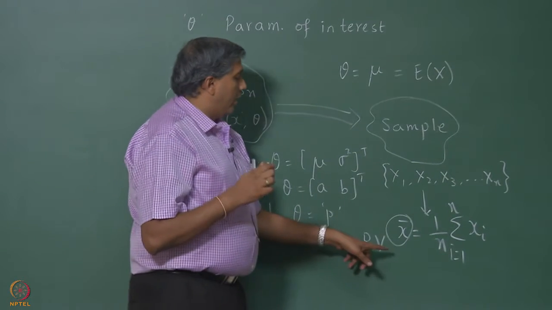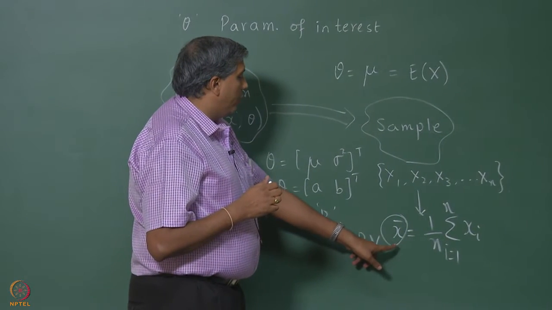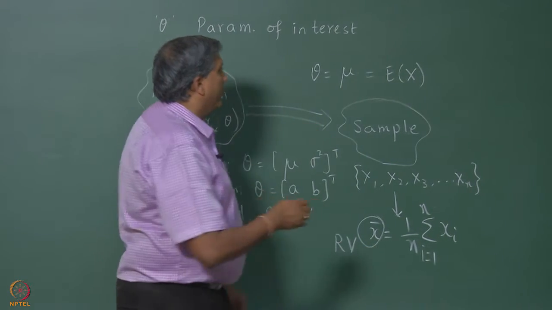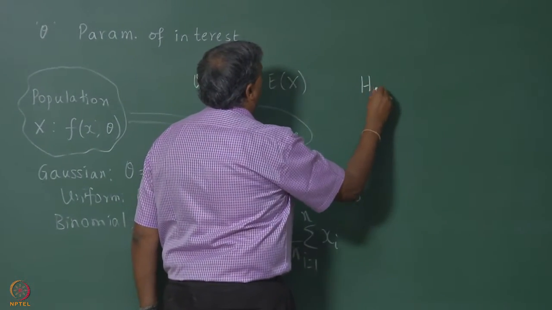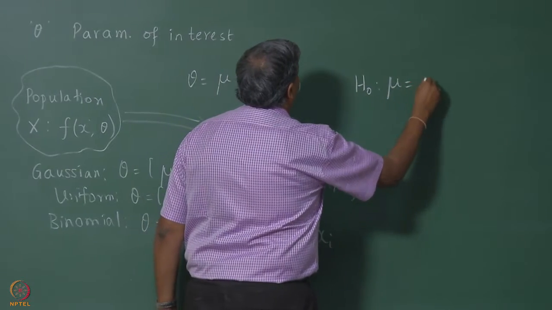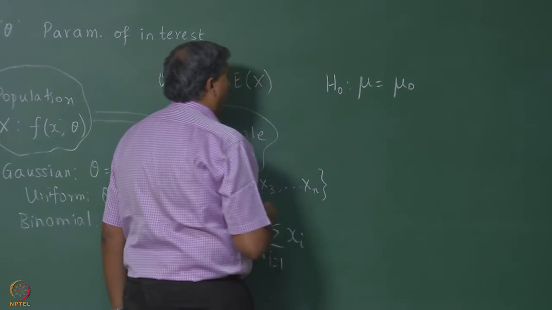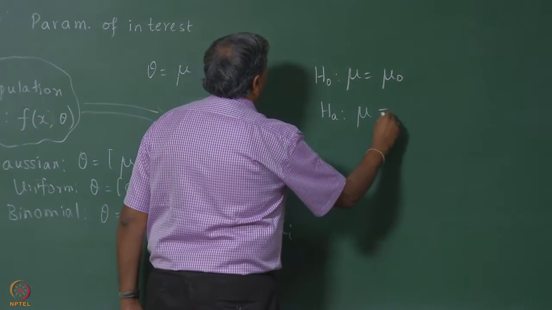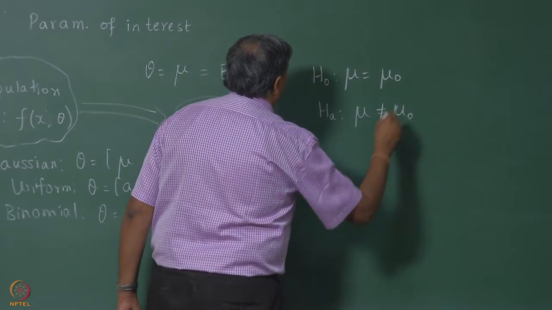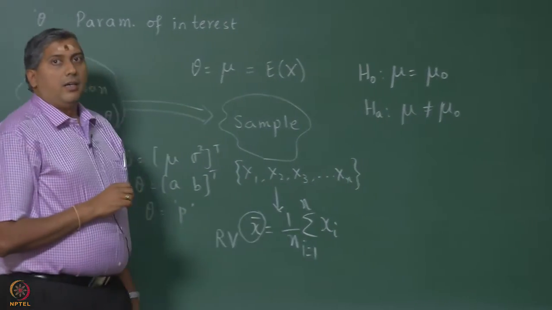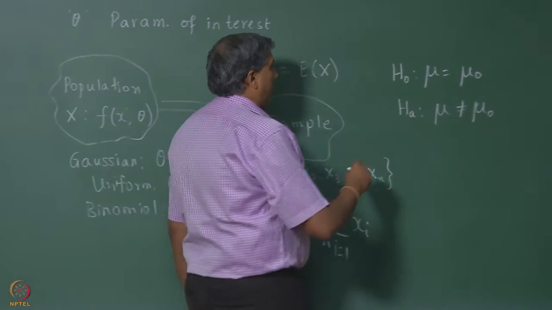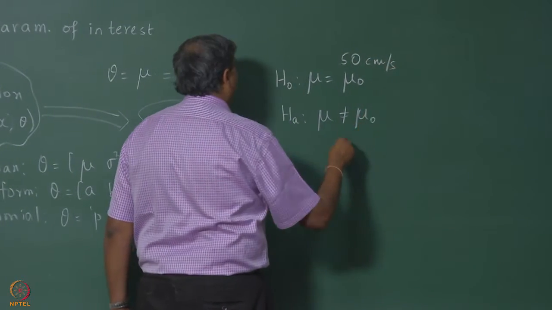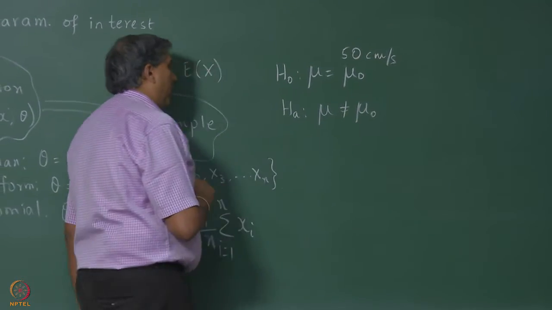So, now in hypothesis testing, what we are going to do is use x bar as a means of testing some claim like this, where the null hypothesis is mu equals something, mu naught, and the alternate hypothesis, for example, could be that it is not. It is a two-sided test, for example. In the solid propellant burning rate example, mu naught was 50 centimeters per second, and of course, in the alternate hypothesis as well.